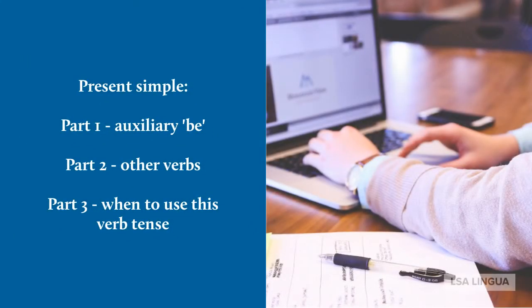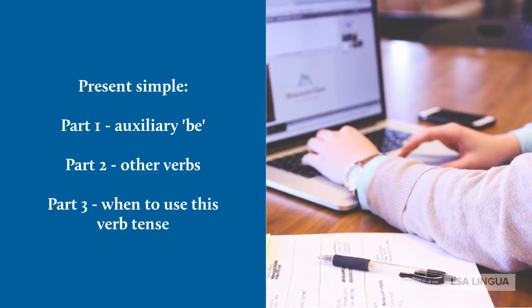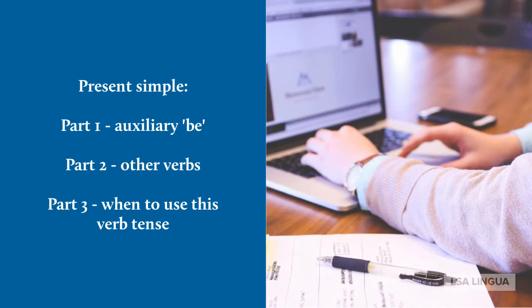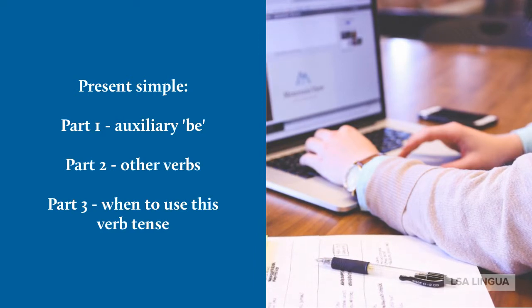Again, this video focuses on the present simple, and in part 1 we're going to focus on the use of present simple using auxiliary be, so a helping verb, and then in part 2 we're going to zoom in on other verbs using the present simple, and in the final part of this video I'm going to explain when to use this verb tense. Let's go. The objective of this video is to refresh your memory when it comes to the use of the present simple. Here we go.